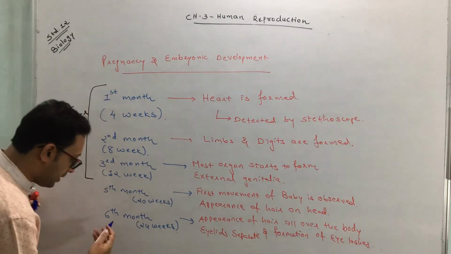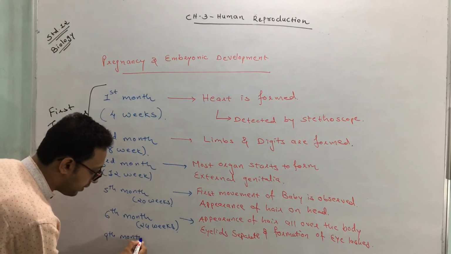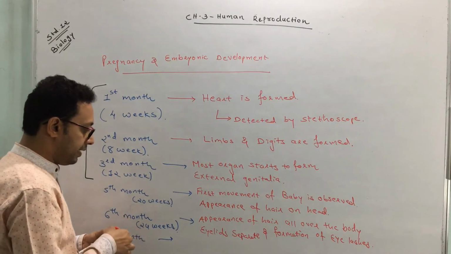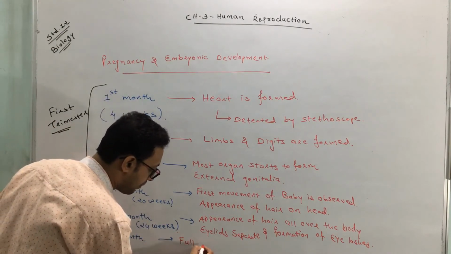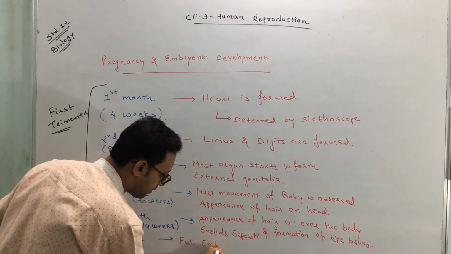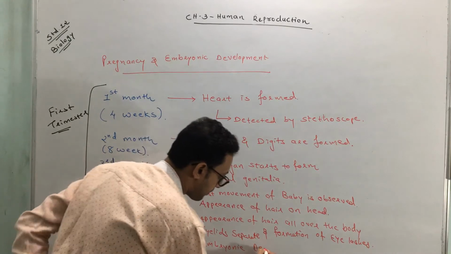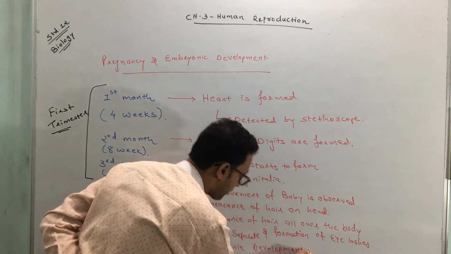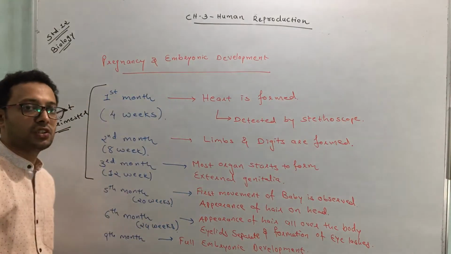Now at the 9th month, you can also call it full term, full embryonic development, or complete embryonic development, takes place. Okay, so these are the important milestones.